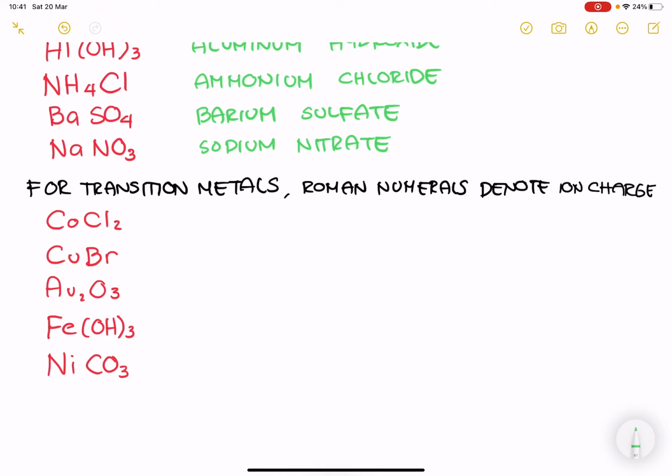If your metal belongs to the transition elements, Roman numerals must denote the charge of the ion in your transition metal. For example, this is cobalt, and I can see that the charge should be positive 2. So I'd say cobalt 2 chloride. The next one is copper, but the charge is just 1. Bromide.